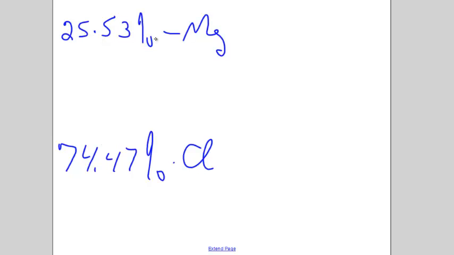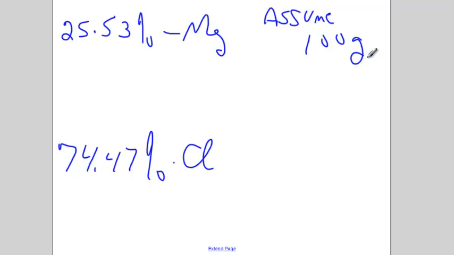25.53% magnesium. So we know we have a compound that is 25.53% magnesium and 74.47% chloride. The thing about percents is it doesn't matter how much of the compound I have. It's always going to be that same percent. So that's a good thing. We're going to assume 100 grams.